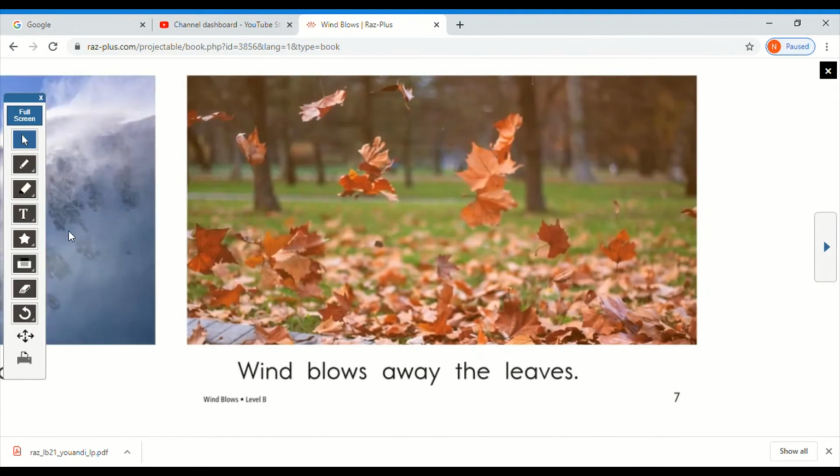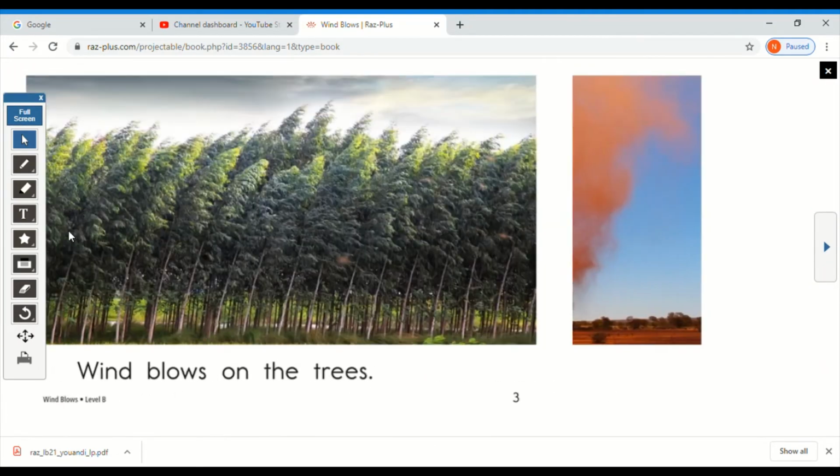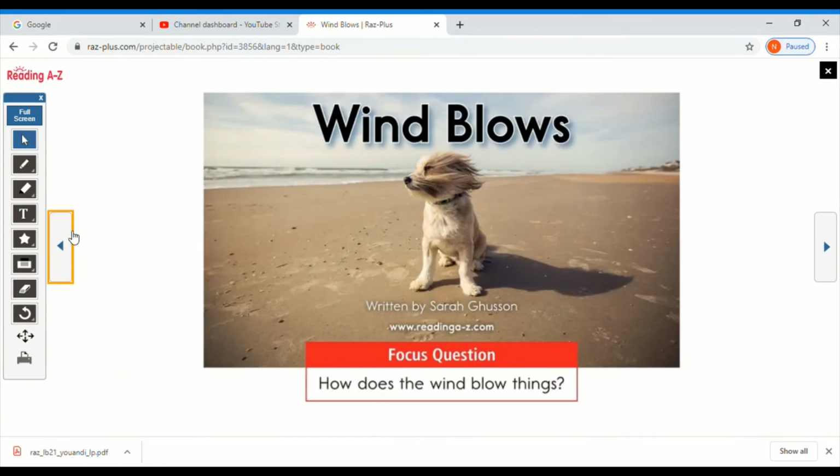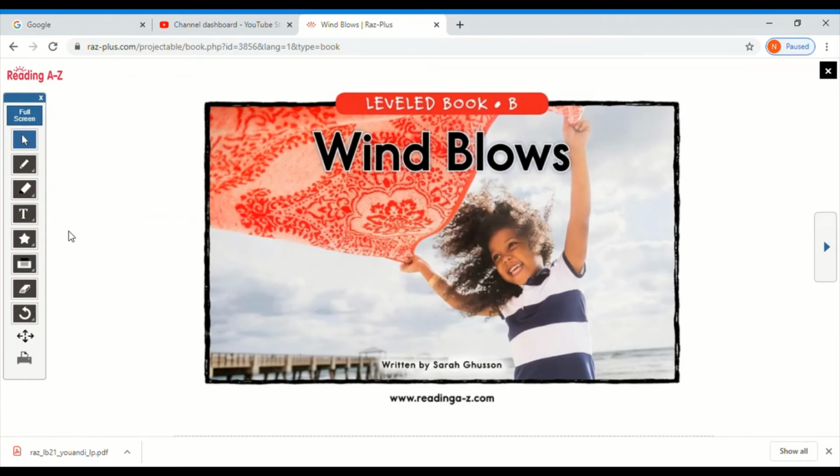And this time you're going to try reading it on your own. Remember, if you get stuck, you can always rewind the story and listen to how I solved it, and then go back to where we were reading. The title is Wind Blows.